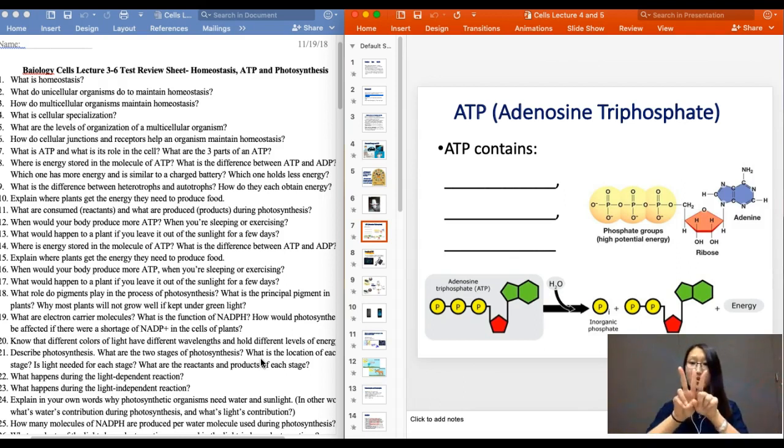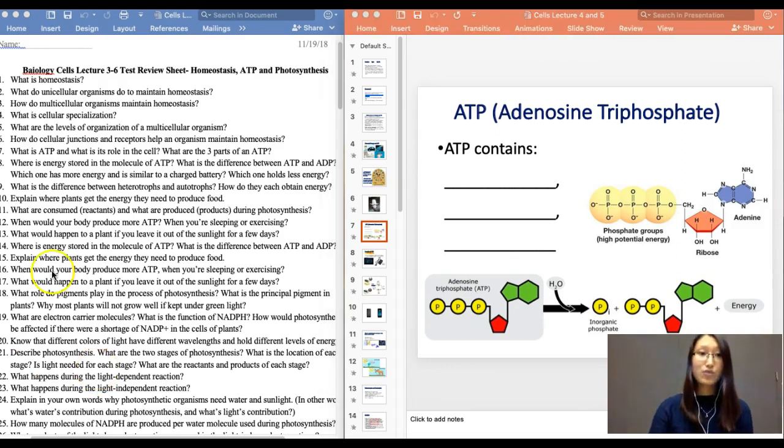And when the bond between the second phosphate group and the third phosphate group breaks, there's a lot of energy being released, because that strain of putting all those negative charges together is no longer happening. So when we break the bond, we're releasing a lot of energy from ATP.